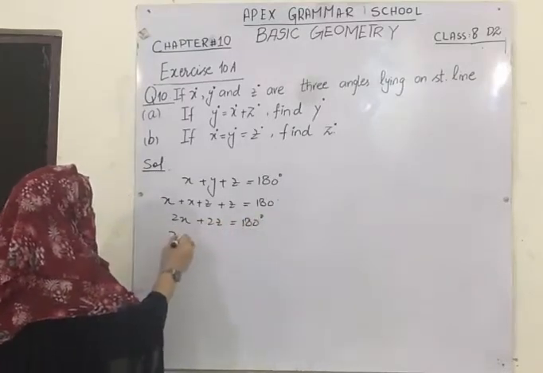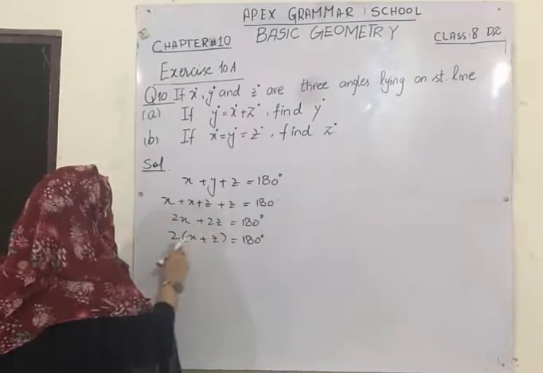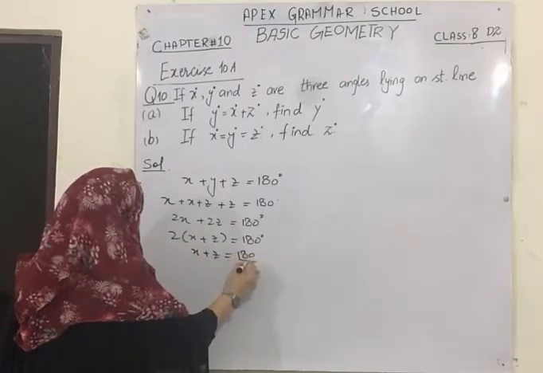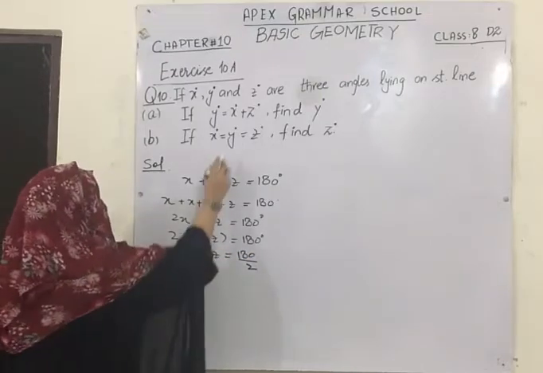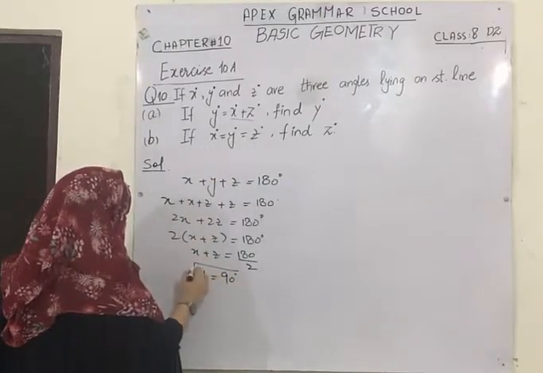I can take 2 common, so it will be 2 into X plus Z equals 180 degrees. 2 is being multiplied, so on the other side it will be divided. As you know that X plus Z is Y, so Y is equal to 90 degrees.